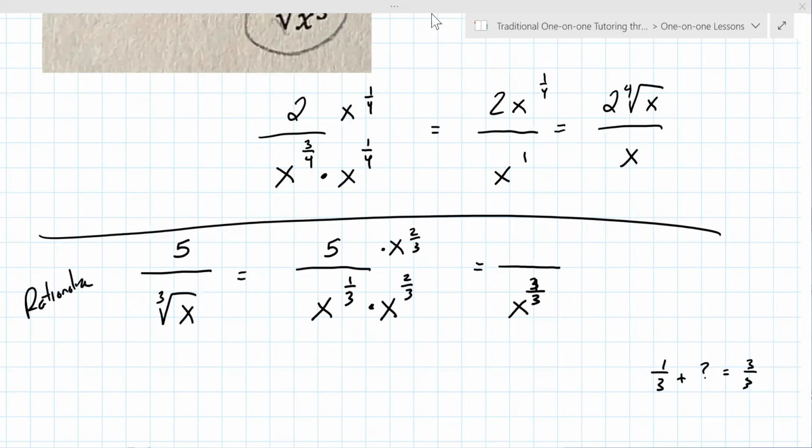Then it would be x on the bottom. It becomes just x on the bottom, yep. And then it would be 5, and then the radical with the cubed root of x squared. Yes.